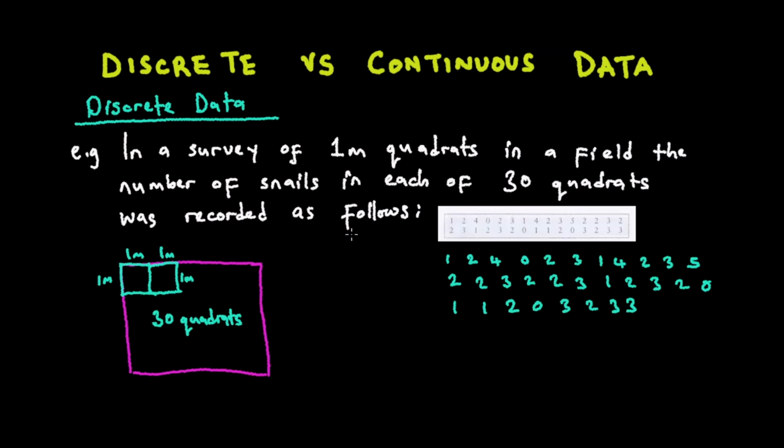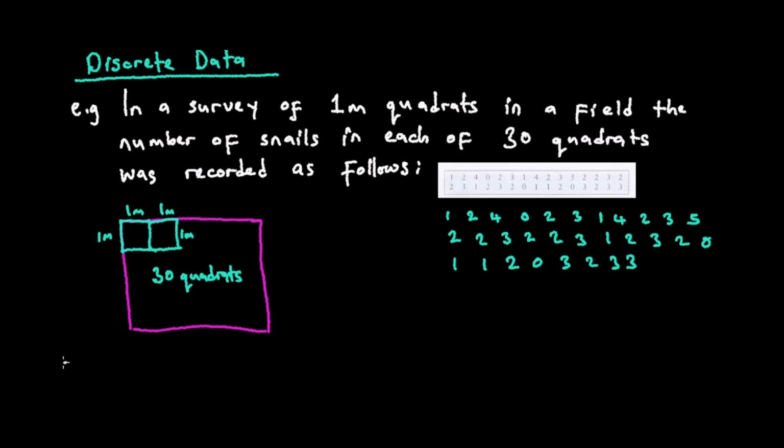The idea is these are exact numbers of snails. We cannot have a fraction of a snail. We cannot have half a snail or a quarter snail. It's either we have a snail or we do not have. So let us elaborate on this. This is an example of what we refer to as discrete raw data.